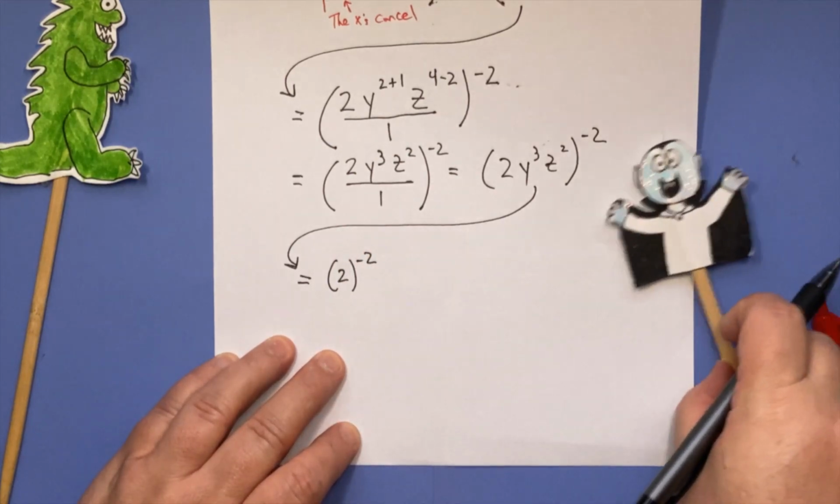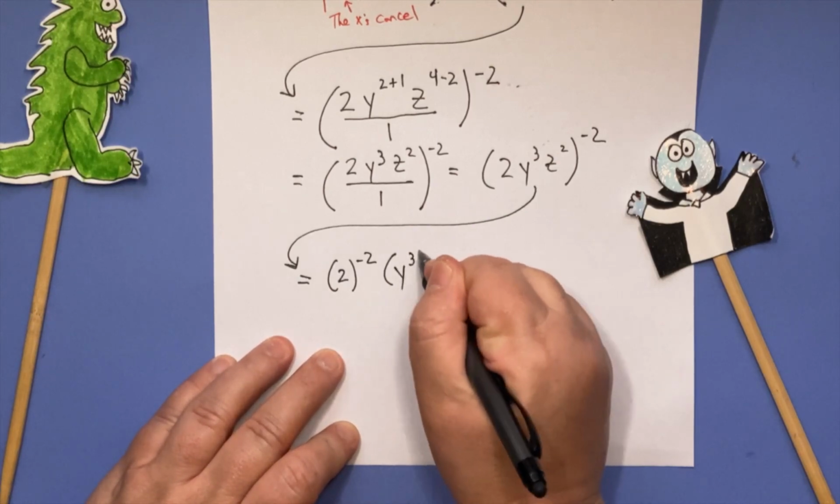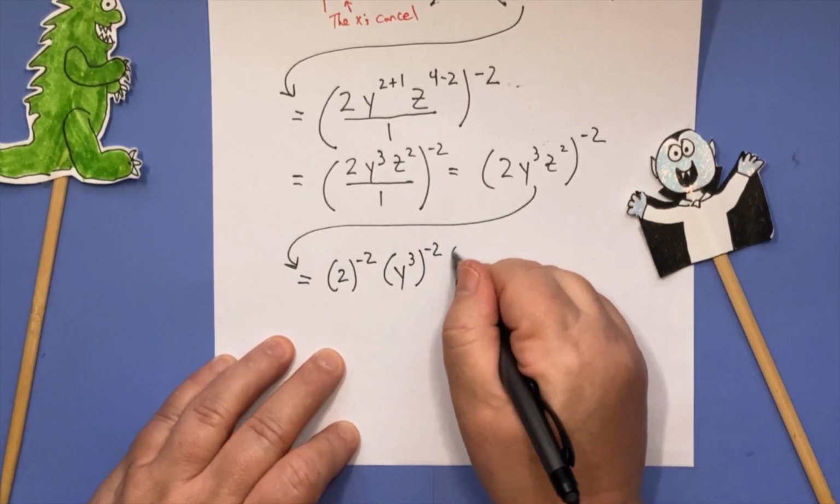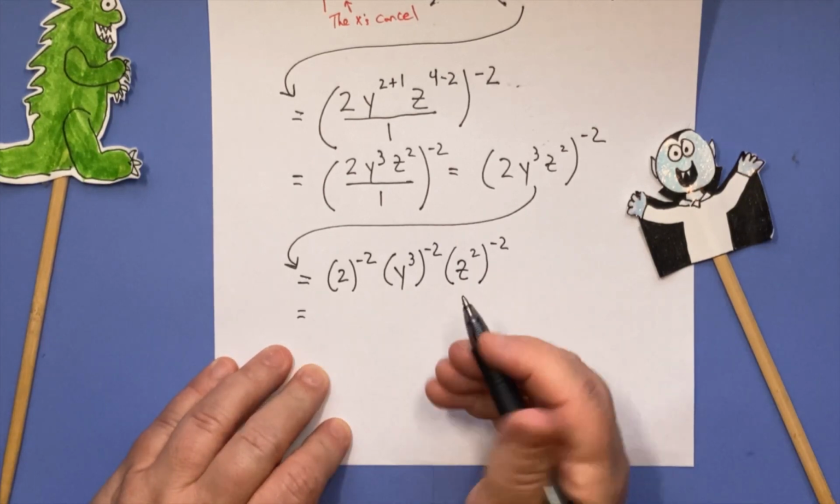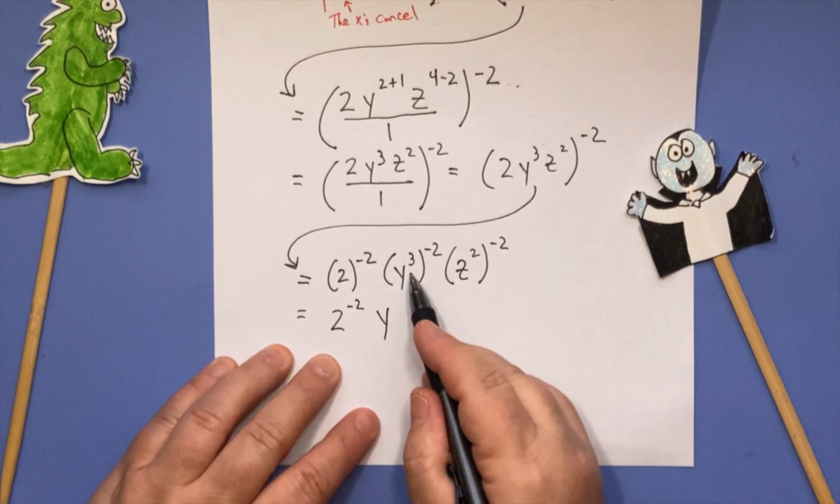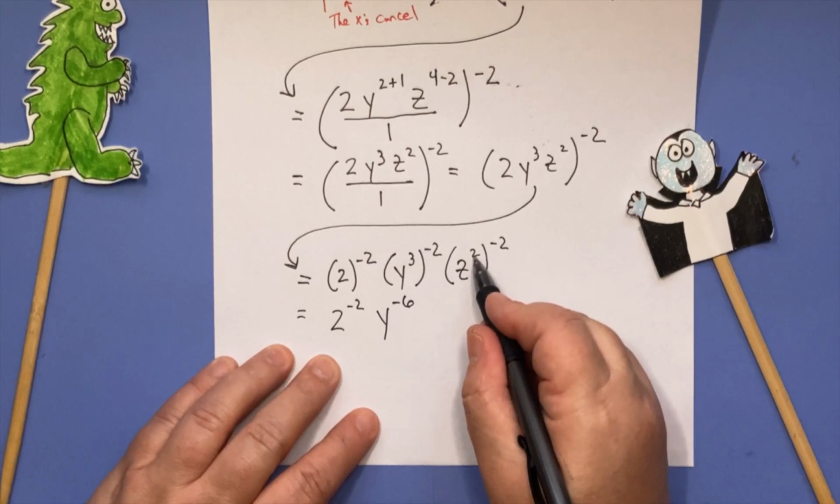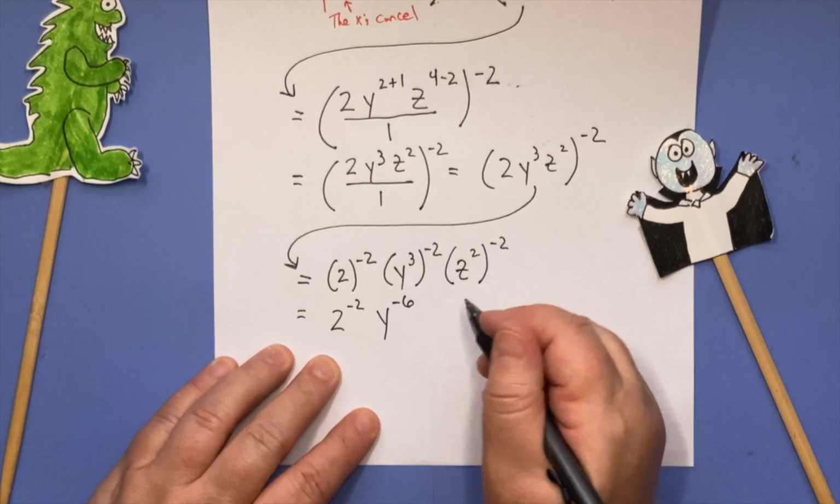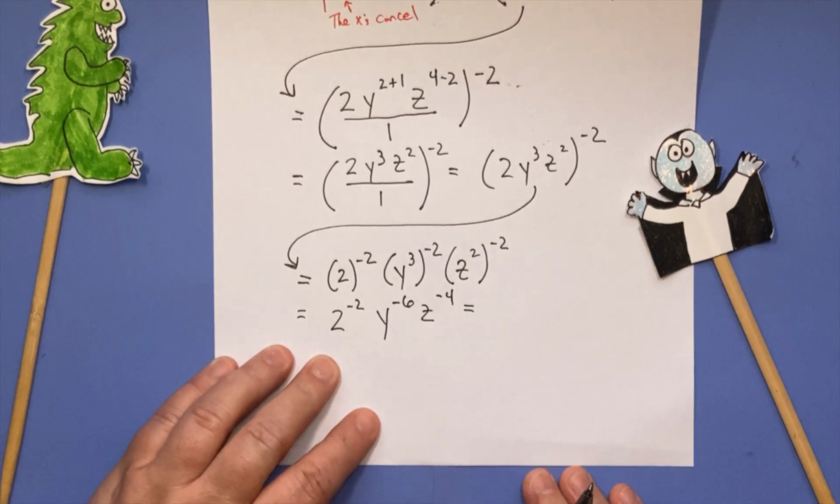Okay, so for my next step, I'm going to go ahead and give everyone the negative 2, which makes Vlad here very excited because you can see what's happening. Everyone gets turned into a vampire. So this is 2 to the negative 2. Y cubed to the negative 2, that's y to the negative 6. And z squared to the negative 2, what is that? That's z to the negative 4th. Everybody wants to be a vampire now.